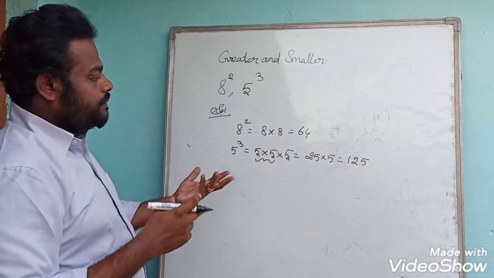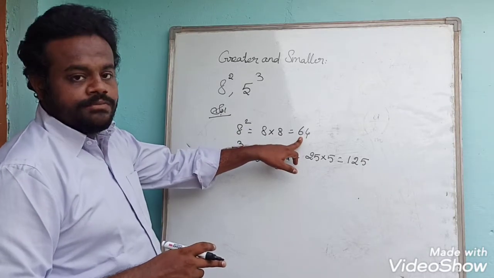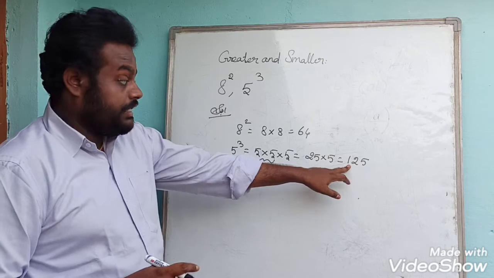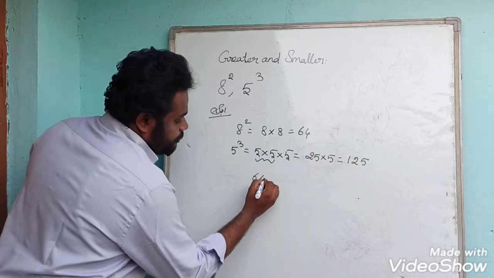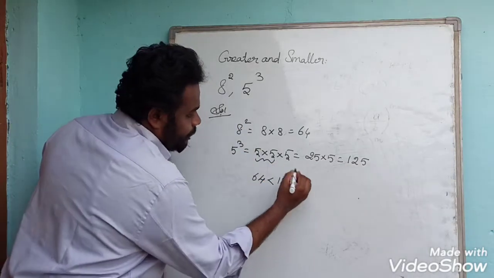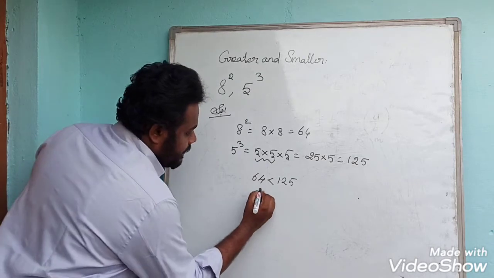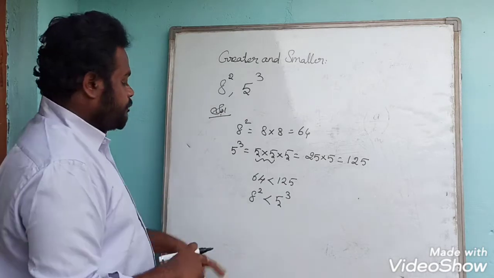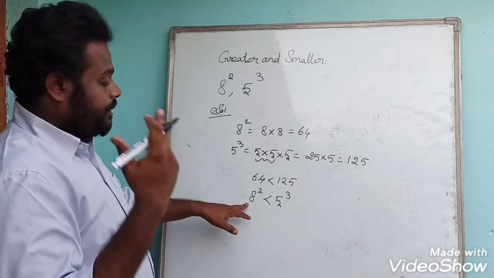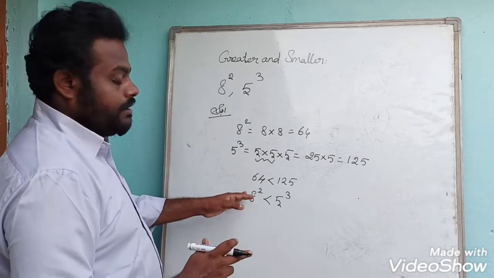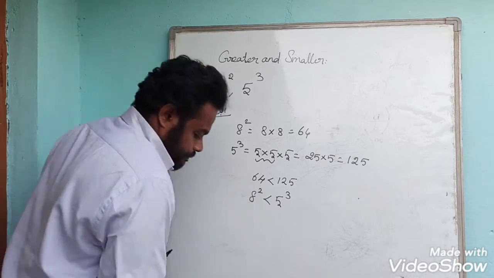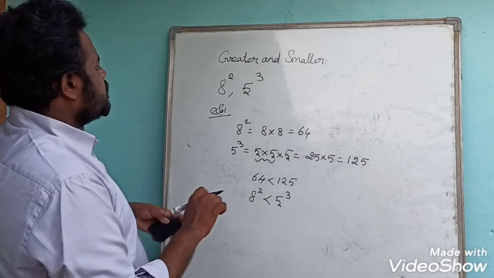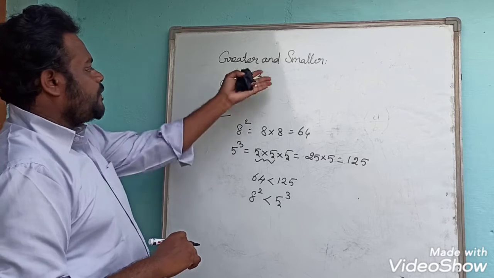So now you see which one is greater. 64 is the smaller one and 125 is greater. So 64 is less than 125. Obviously 8 square is less than 5 to the power 3. So don't judge by the base being bigger; you only consider the higher value. So in these conditions, we have different bases with different powers.